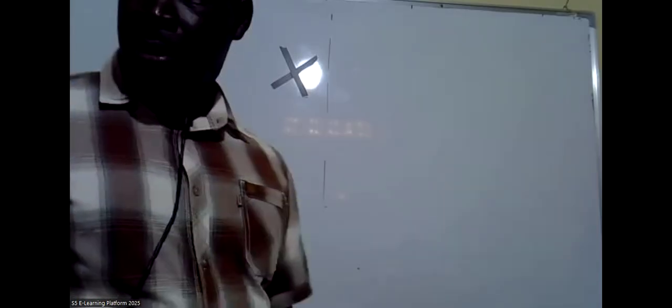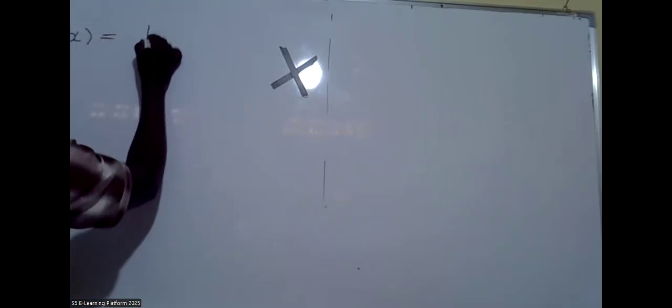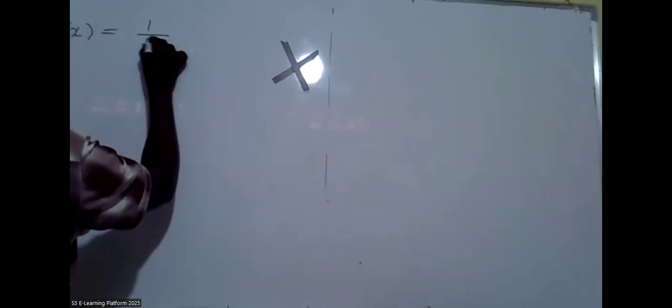Okay, the next one. Somebody said f of x equals 1 over root x. That one there, the same one. We are going to begin by getting f of x plus h. Where we have x in this, we put x plus h. Therefore, this will be 1 over root of x plus h.